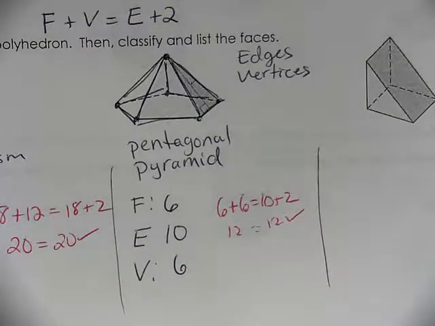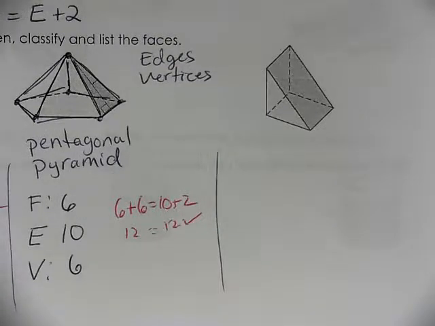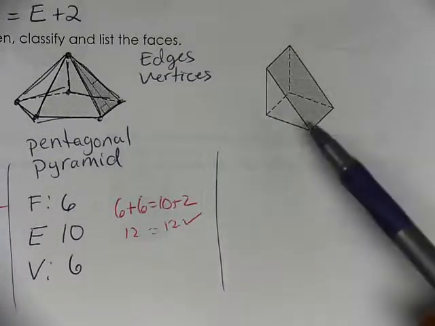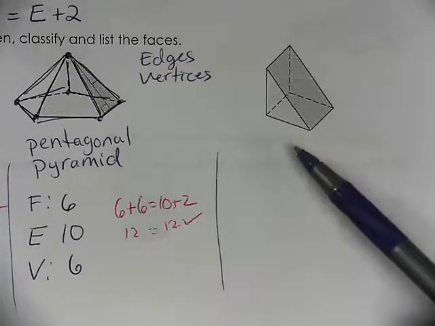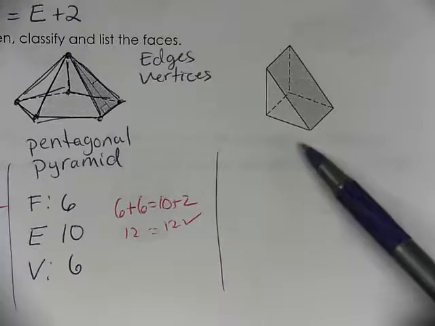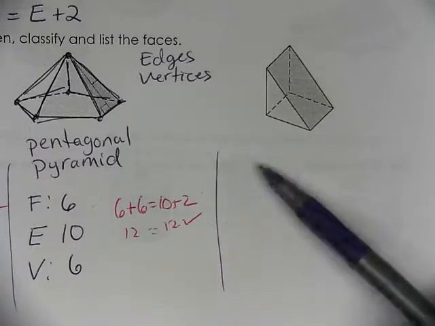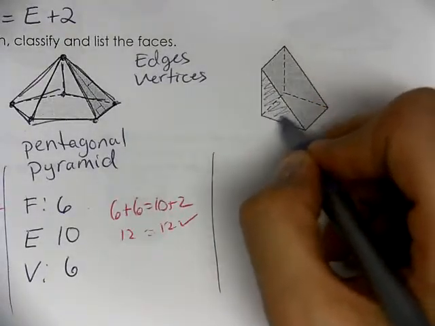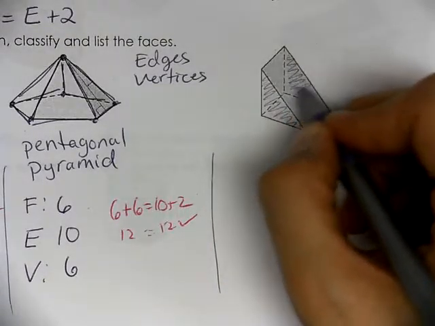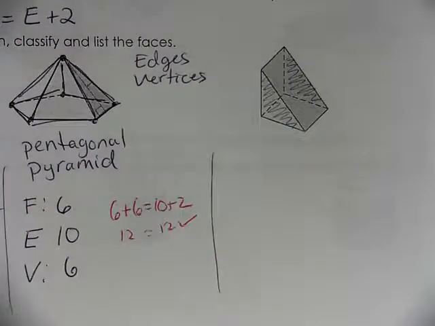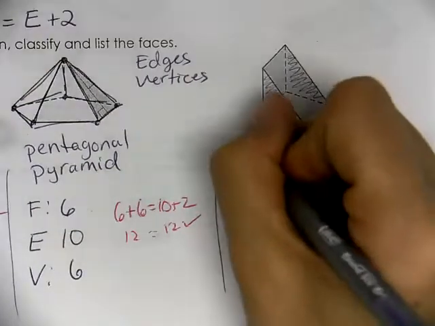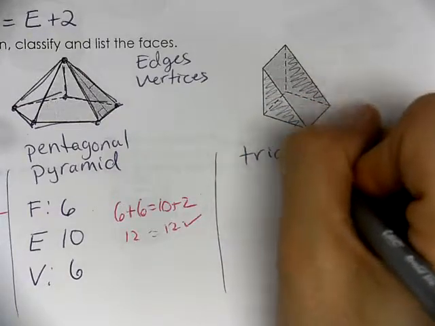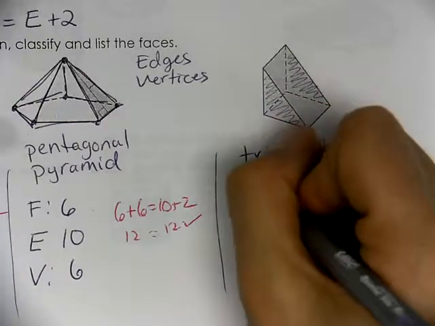Okay. Last one is kind of hard to see. Prism or pyramid? Prism. What's the base? It's a triangle. That's why I said the base is not necessarily the bottom. These are the bases. Okay, in a prism, you're looking for the two things that look the same. So this is a triangular prism.